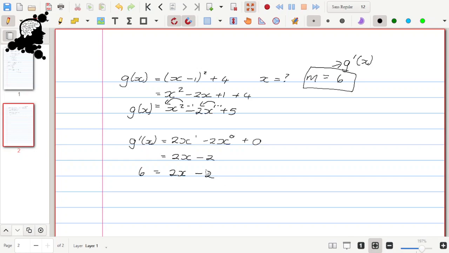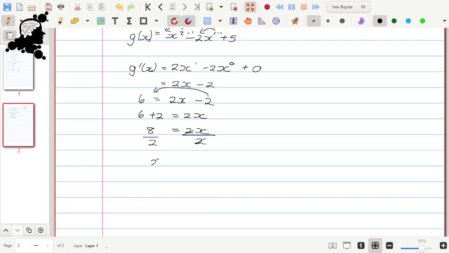What we can do now is we can transpose the minus 2. And we're going to get 6 plus 2 is equals to 2x. 8 is equals to 2x. I can divide by 2 and divide by 2. The 2 cancels the 2. I remain with the value of x as being equals to 4. There we have it. We have answered the question.